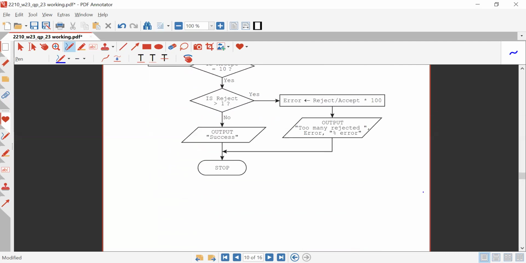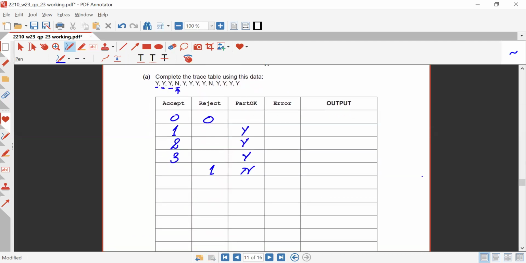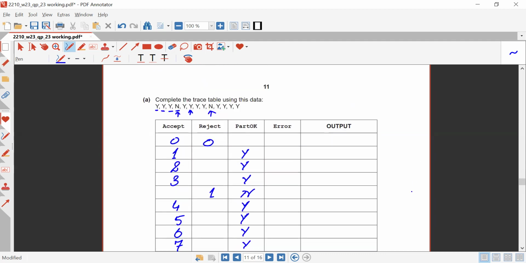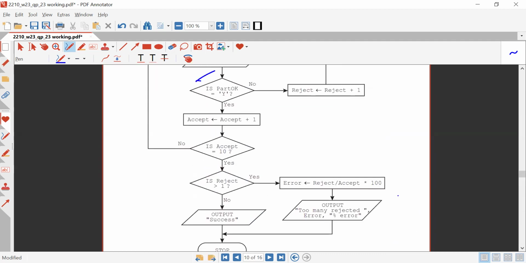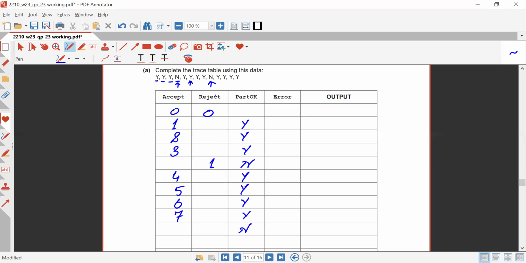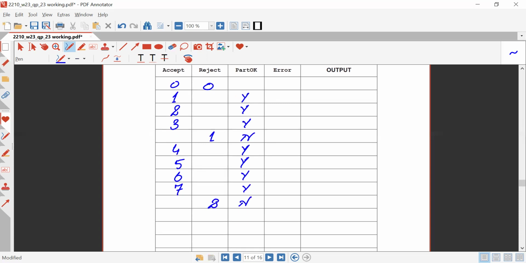Again, we are going to input the part okay. So after n, it's y. For the y, the increment will be for the accept. It will be 4. Again y, incremented to 5. We are over here. Then again a y, incremented to 6. Again a y, incremented to 7. Just after the 7, we do have an n. For this n, is part okay equal to y? It's a no. So this time reject will be incremented. Reject will be 2 this time.